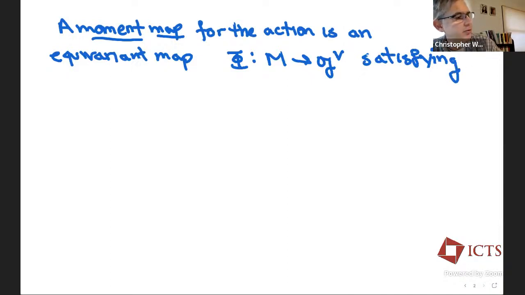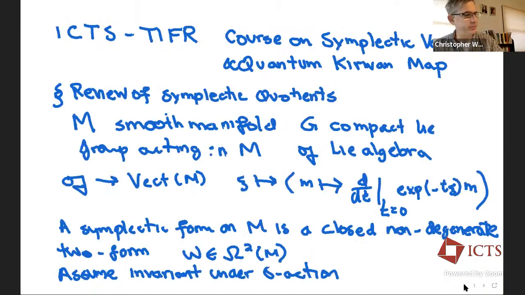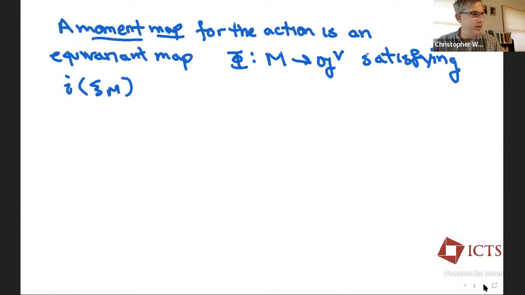that whenever you take one of these vector fields, so ξ_M is this vector field here, and you contract it with omega, then it's d of the pairing of phi with ξ. And sometimes people put a minus sign here too. There are different conventions for the sign.